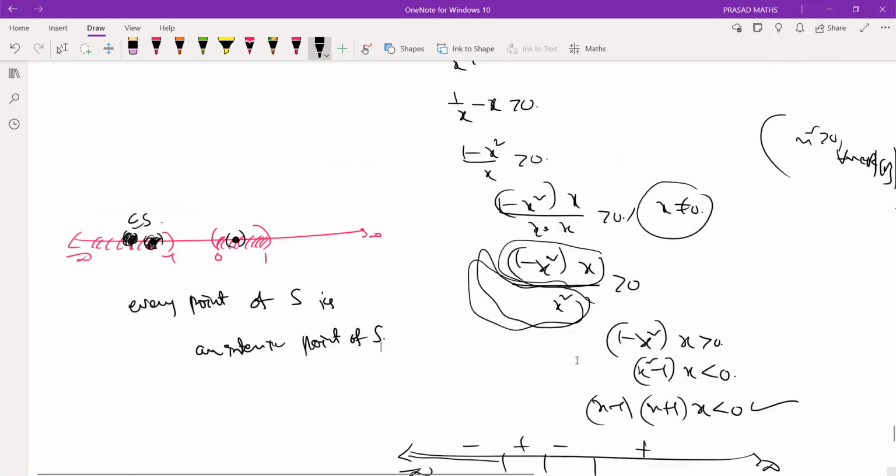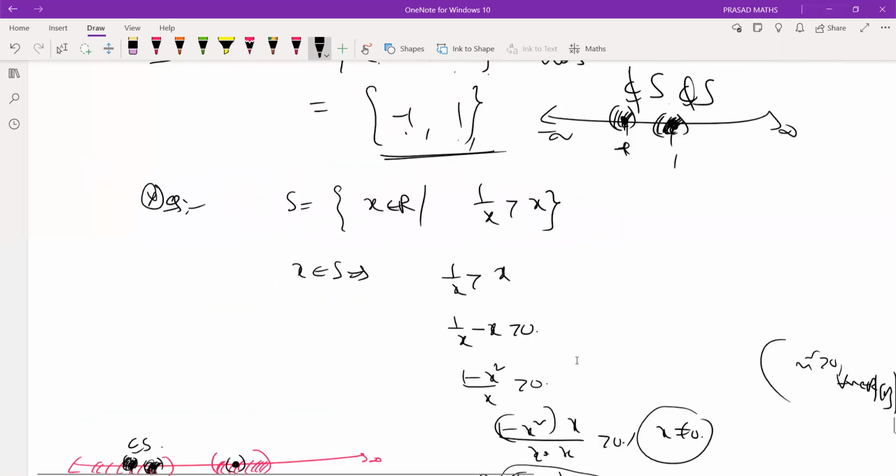With this, I conclude. By tomorrow, I am going to finish the concepts of interior points, open sets and limit points. With this, I conclude. Do you have any doubts? Ask.